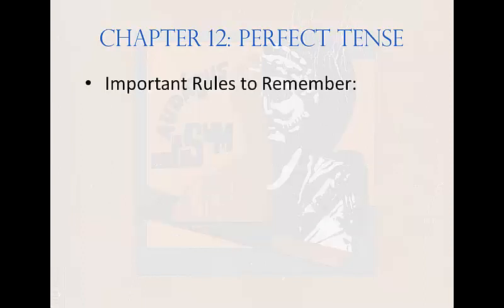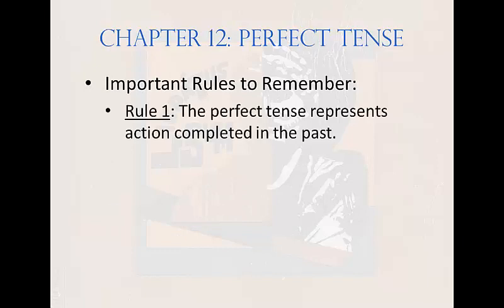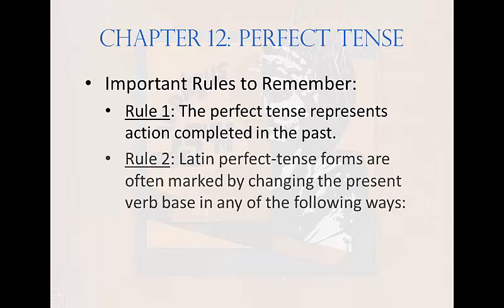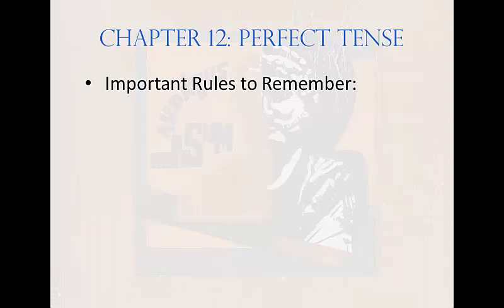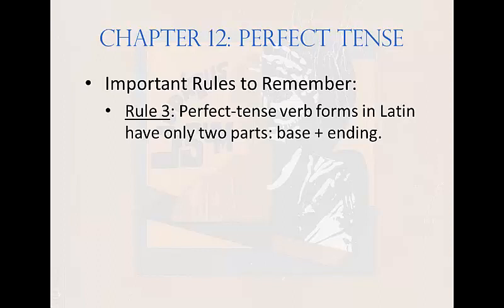There are three important rules to remember. Rule 1. The perfect tense represents action completed in the past. Rule 2. Latin perfect tense forms are often marked by changing the present verb base in any of the following ways: adding V or S to the end of the present verb base, lengthening the vowel of the base, and/or reduplicating the first consonant of the base. Rule 3. Perfect tense verb forms in Latin have only two parts: a base and an ending.